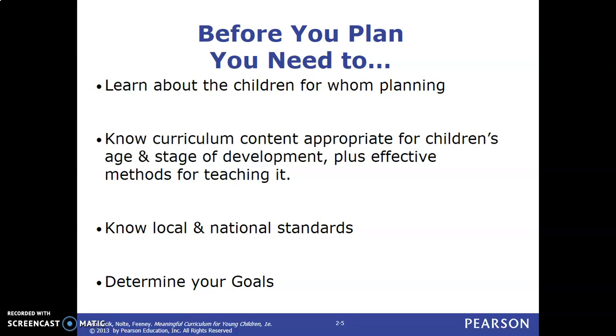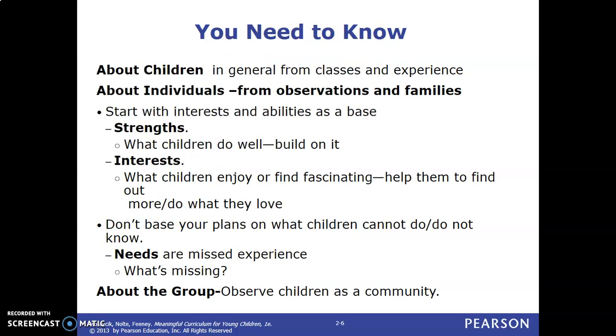So for you all, you've been studying developmentally appropriate practice, and you have a chance to look at state and early learning guidelines to help you understand what is appropriate for children birth through grade 3. You'll want to know the local and national standards, and you'll determine your goals. So you'll need to know about the children, and you'll want to know about the individuals. You'll learn that through observations and from families. So you'll want to know children's strengths, their interests, their needs, and you'll also want to know about the group.